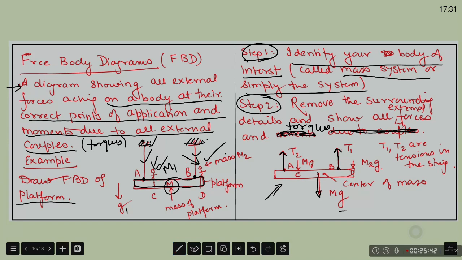Then I have put M1G here, where the first man was standing. That point was C. At C I have put M1G, and at D the second man was standing. I have put M2G. So this, according to me, is the complete free body diagram of the platform. Okay, this is how we should draw free body diagrams. Free body diagrams are needed before we apply Euler's axioms.